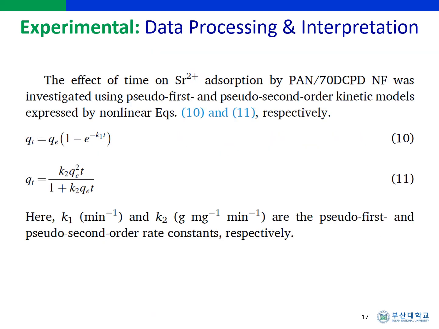The influence of time on strontium adsorption capacity by PAN DCPD-NF with 78% DCPD loading was investigated using pseudo-first and pseudo-second order kinetic models, as expressed by these nonlinear equations. Nonlinear regression analysis was employed for the data gathered from this experiment, since mathematical linearization of these nonlinear equations could result in biased approximation of constants and hence may lead to false conclusions.